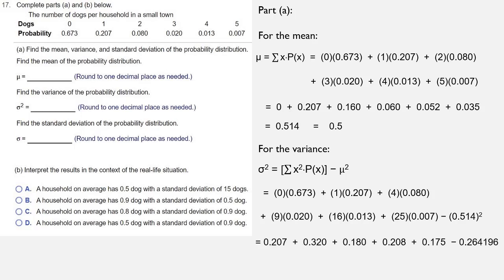When we multiply out these numbers, 0 times 0.673 is 0, so we'll exclude that. Then we get 0.207, 0.320, 0.180, 0.208, 0.175, and then when we square the 0.514, we subtract away 0.264196 for a grand total of 0.825804. So that's our variance. Rounded to one decimal place is 0.8.